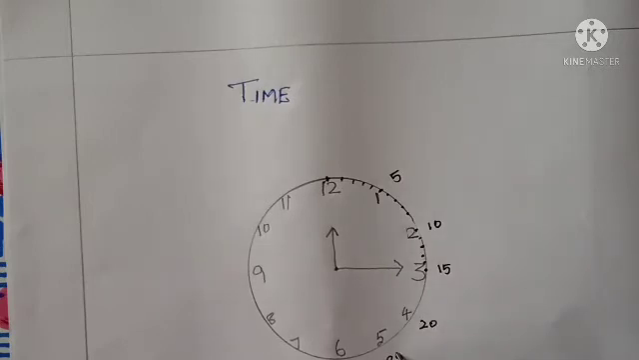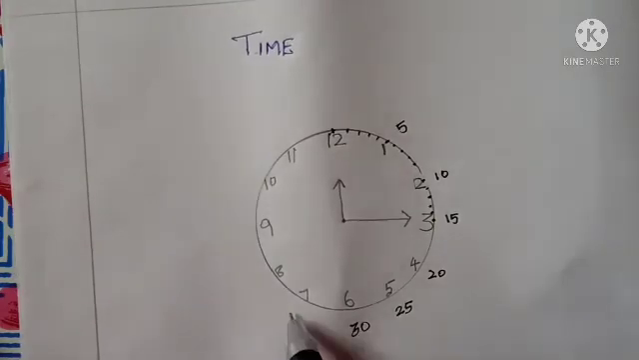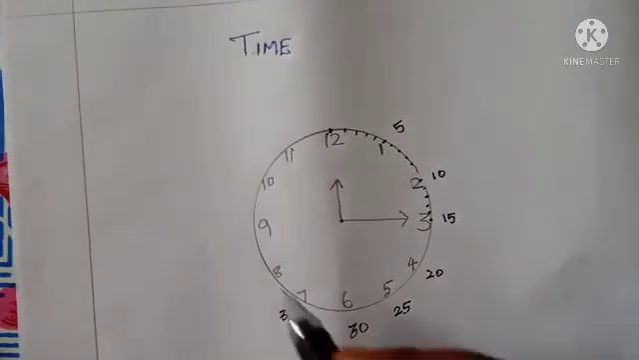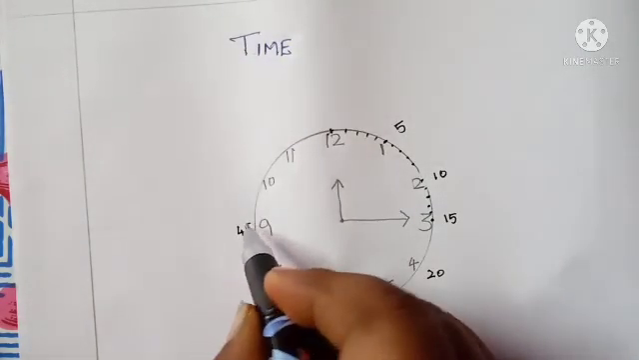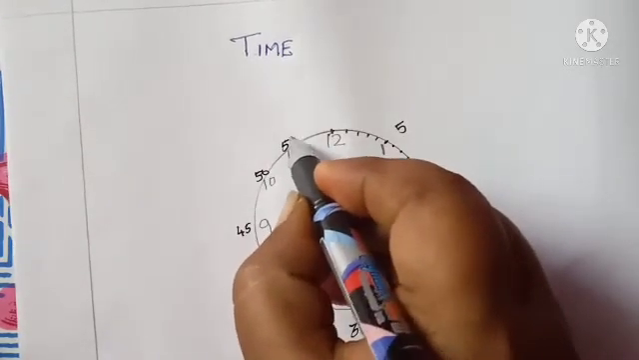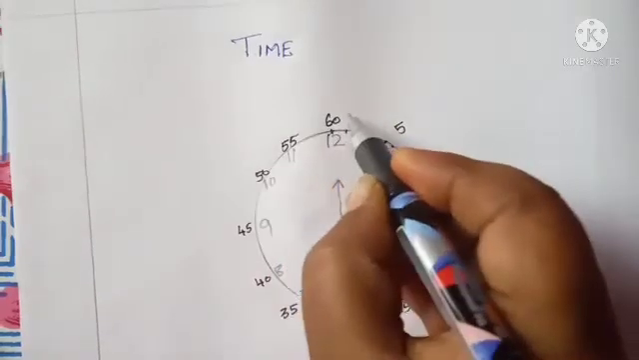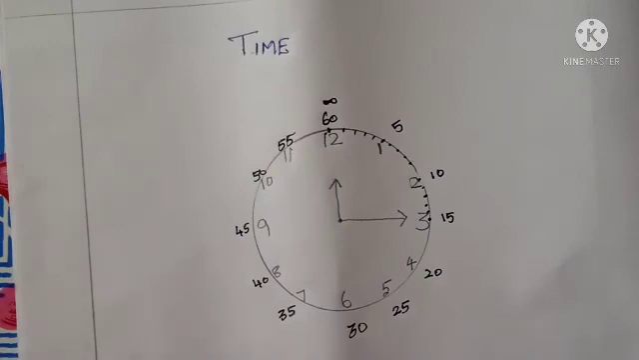25, next one 30, 35, 40, 45, 50, 55, 60. Then the starting time is 0 minutes. So here 1 minute is equal to 60 seconds.